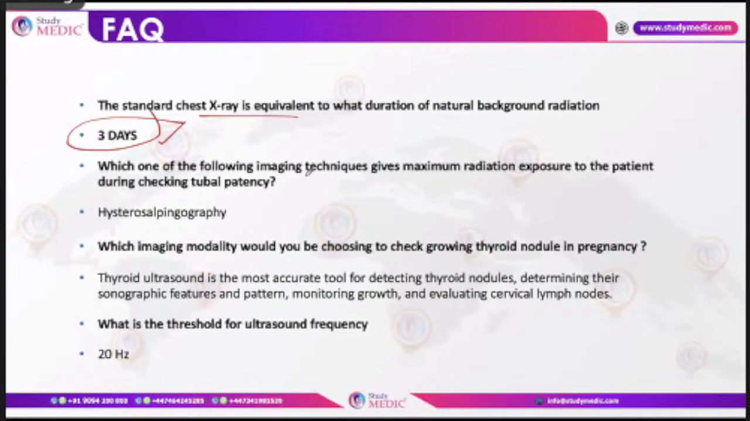Next, which imaging technique gives maximum radiation exposure to the patient during checking tubal patency? Because you have a lot of investigations.